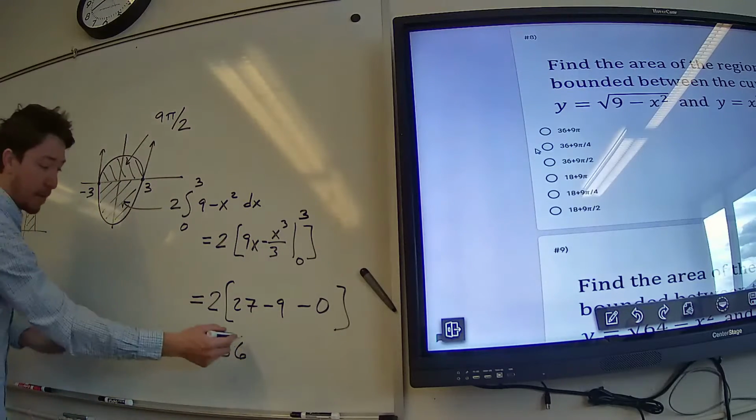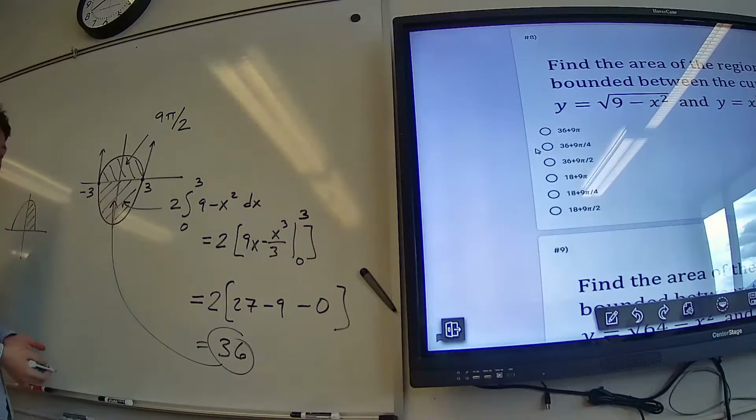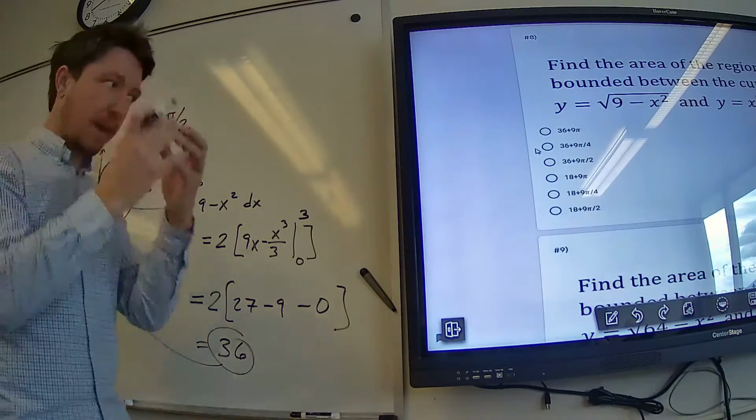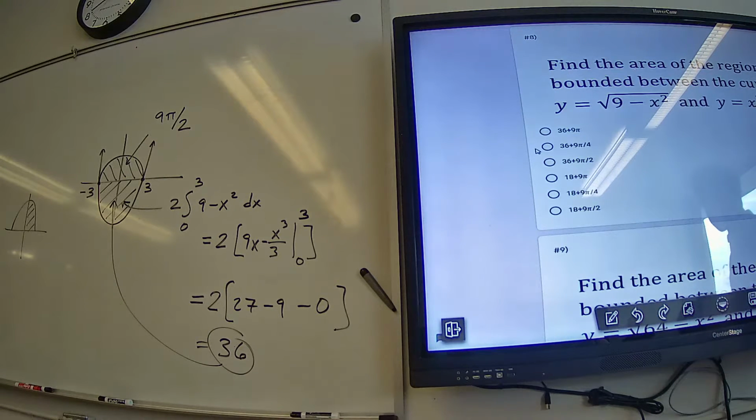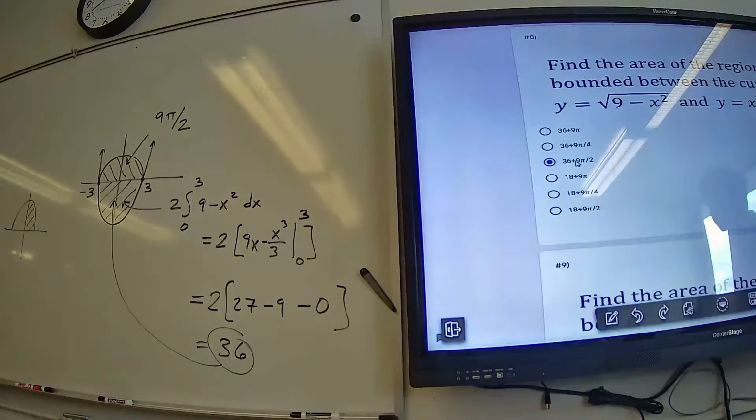Now, what's the answer though? That was just the area of that. And then you combine the 36. Add them up. So the final answer would be 36 plus half of 9 pi, the third choice.